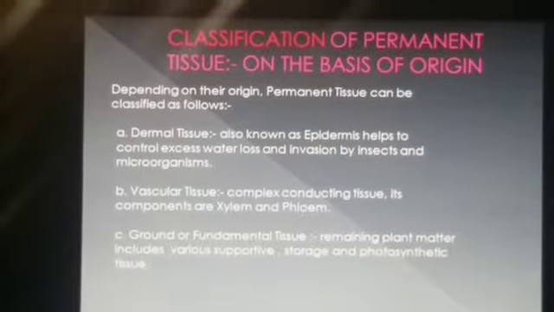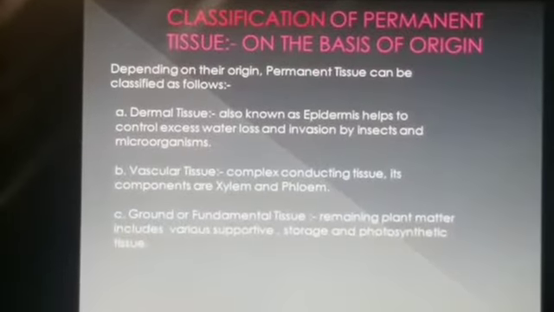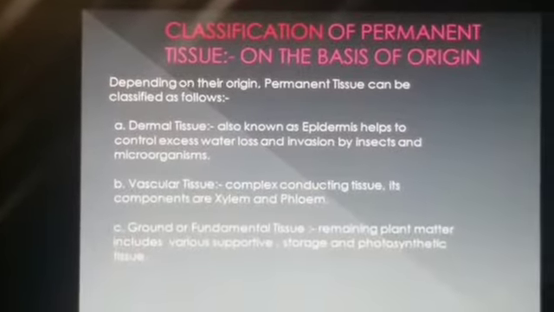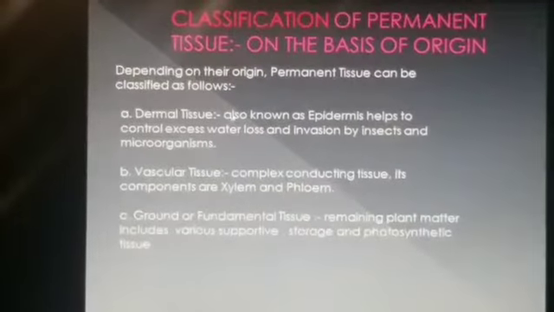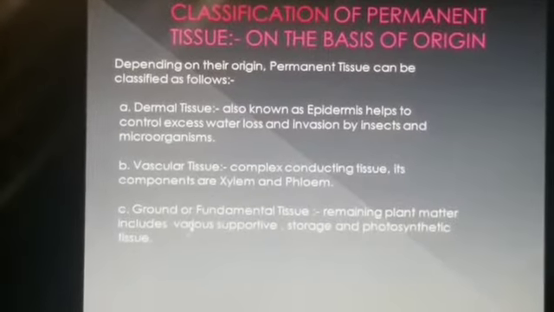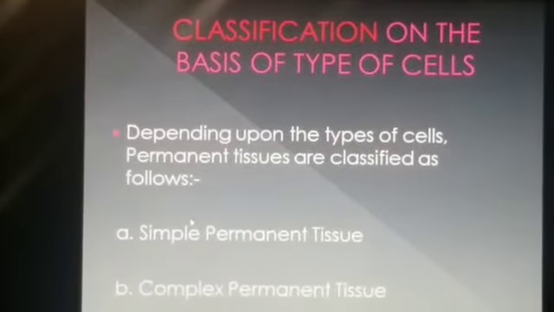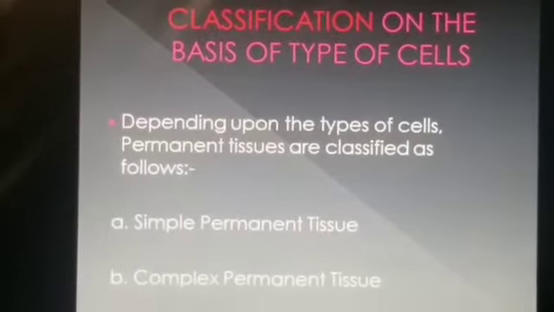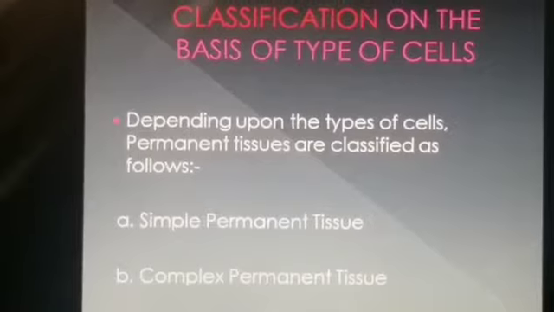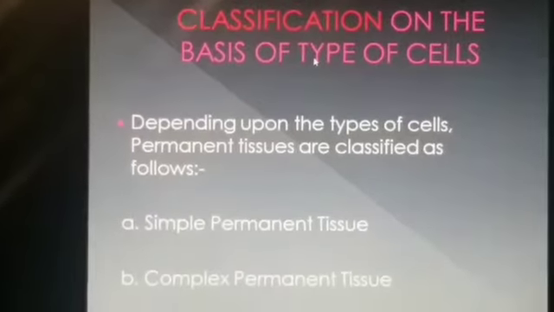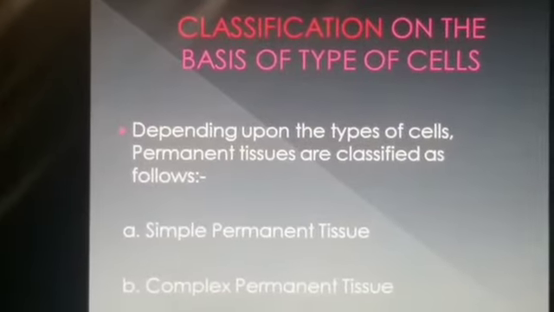In the last class, I have discussed with you the classification of permanent tissue. There are two types of classification. First, on the basis of origin, permanent tissue can be classified as dermal tissue, vascular tissue, and ground or fundamental tissue. And second one, on the basis of type of cells. So on the basis of type of cells, permanent tissue can be classified as simple permanent tissue and complex permanent tissue.